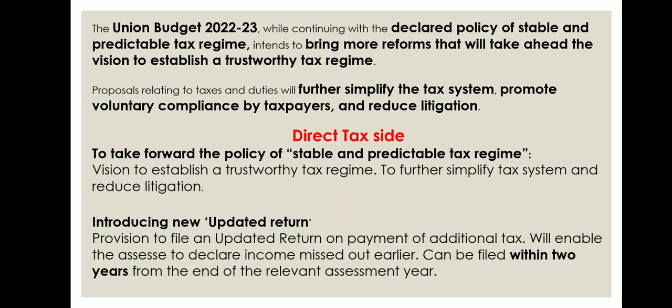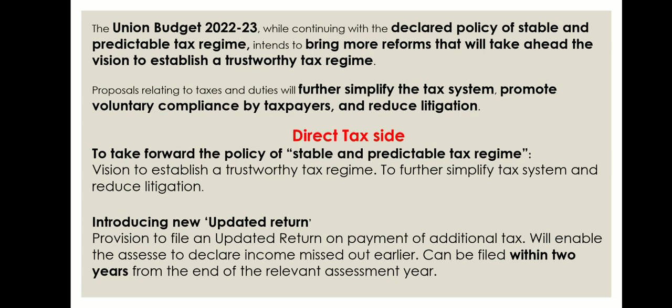Now the proposals relating to taxes and duties will further simplify the taxation system, promoting voluntary compliance by the taxpayers and also reducing litigation. So let me tell you that a policy of stable and predictable tax regime is the most important factor, which shows a very good taxation policy of the government, which will spearhead investments and also planning of various other business activities and projects. So now let us look at the direct taxes side of the budget, which is also important from the steps taken by the government, especially as we are facing the third wave of the pandemic.